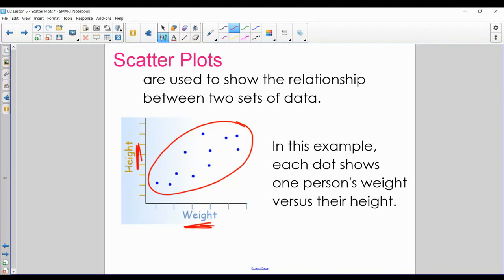What we're going to look at today is how you turn that into a line that best represents the average of all that data.